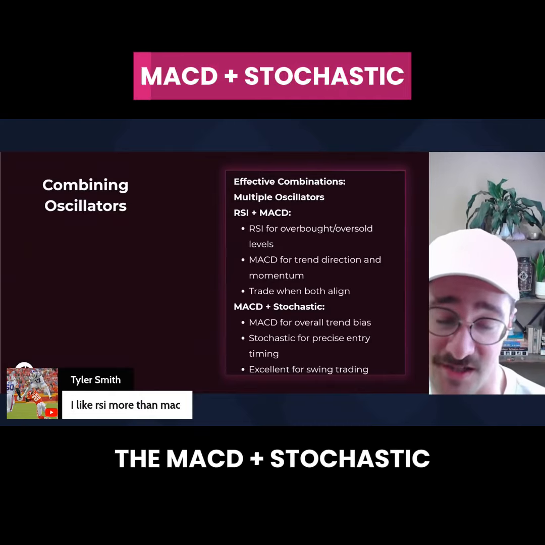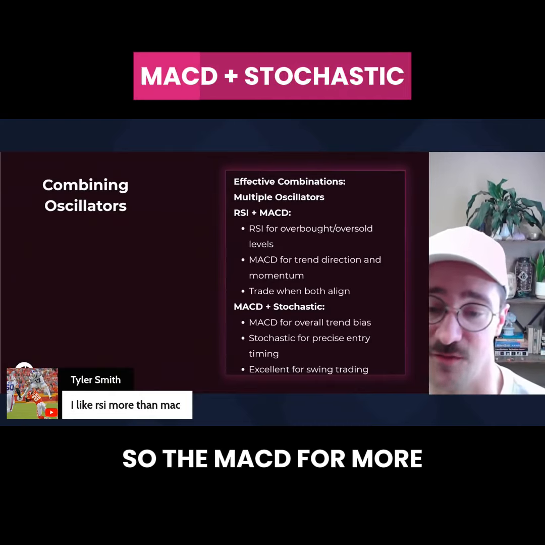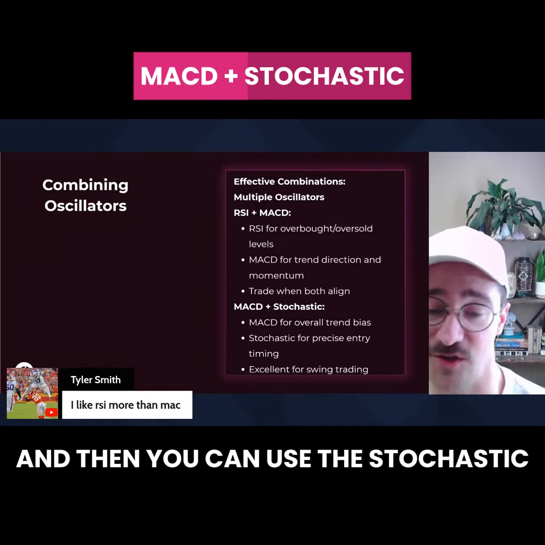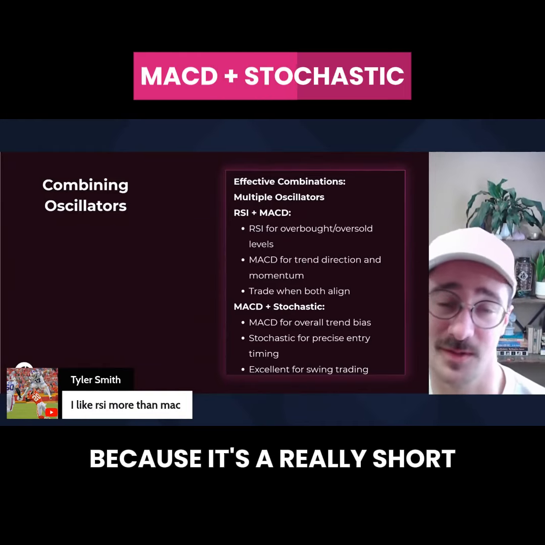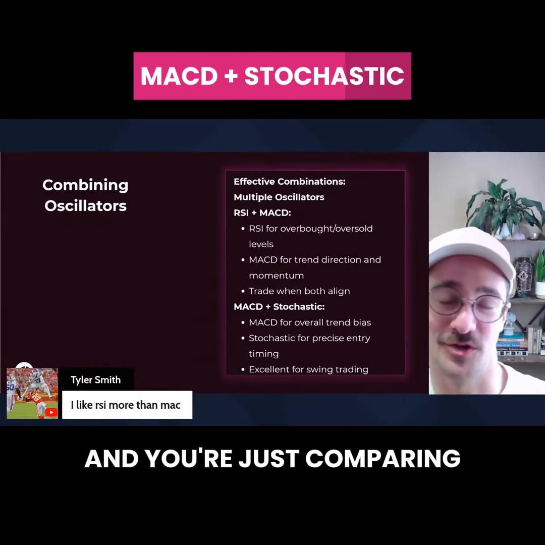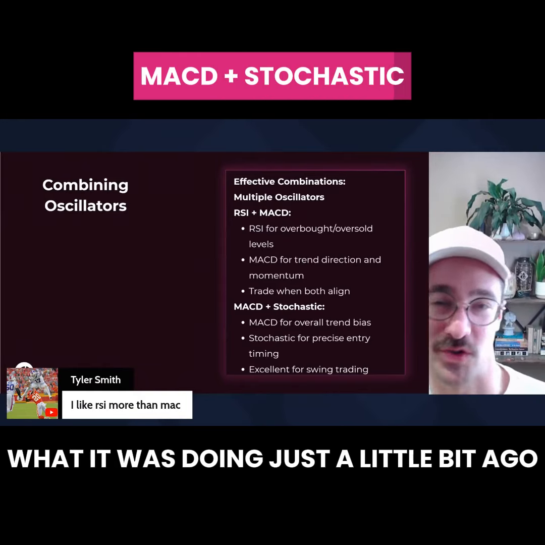The MACD plus stochastic is another one you can look for. The MACD gives more of an overall trend bias, and then you can use the stochastic for that precise entry because it's a really short lookback window and you're just comparing what price is doing now to what it was doing just a little bit ago.